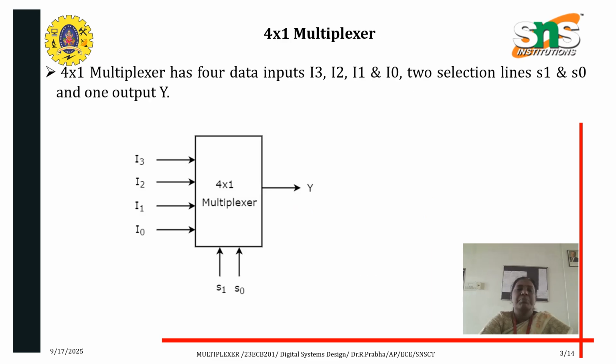So the circuit represents a 4 cross 1 multiplexer, and here there are 4 inputs, I0, I1, I2 and I3, and one output, represented as Y. Here there are 2 selection lines, S1 and S0. Based on the selection lines, the input is selected to the output.